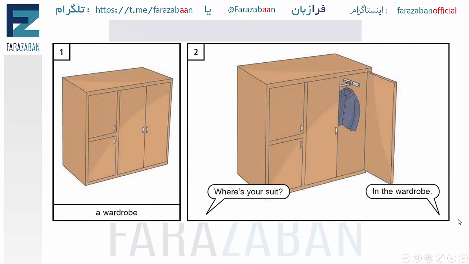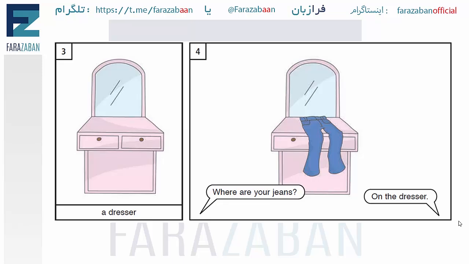Okay, now that's a wardrobe. Where's your suit? In the wardrobe. A wardrobe در واقع میشه جا رختی. اینجای کمدی که ازش لباس آویزون میکنیم. میگه که suit. Where's your suit? کجاست؟ داخل جا لباسی.